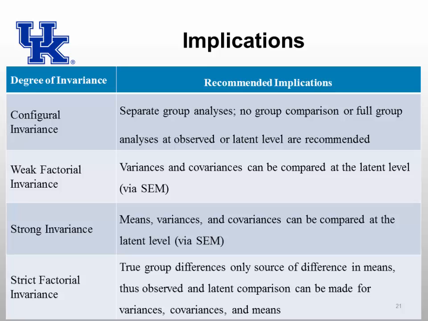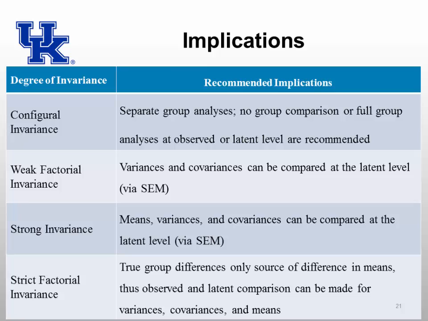Yes, with strong invariance, the best thing you could do is analyze your data through SEM and make group comparisons based on the latent factors, where you can compare means, variance, and covariance. But if you have strict factorial invariance, that's where you could actually compare your raw score or total score or mean score. Then you don't have to go through the SEM, and you can make any comparisons confidently, because the only source of the difference is the true difference.